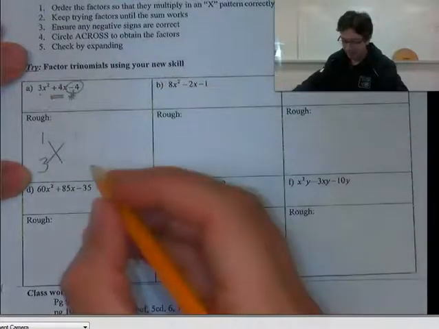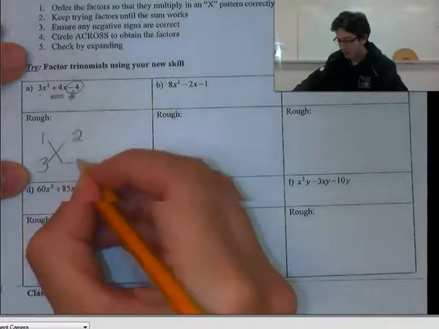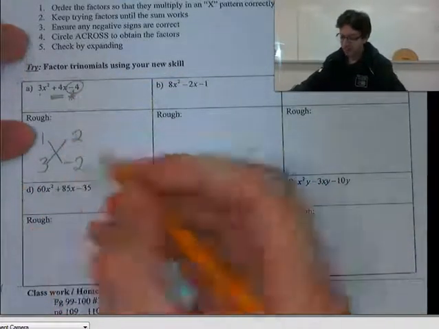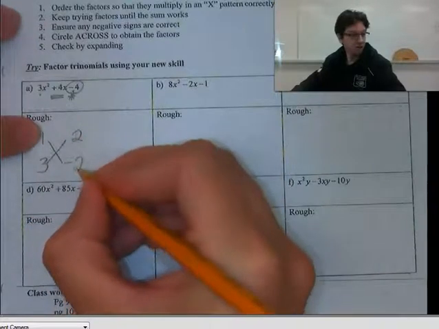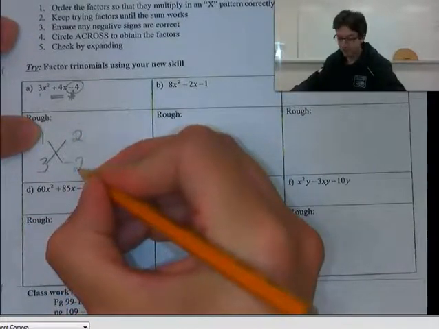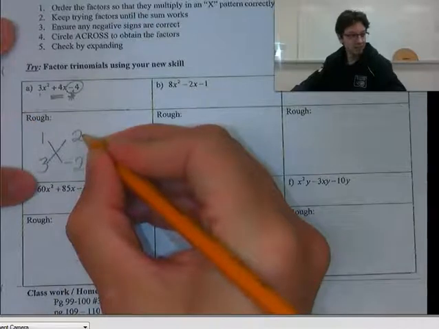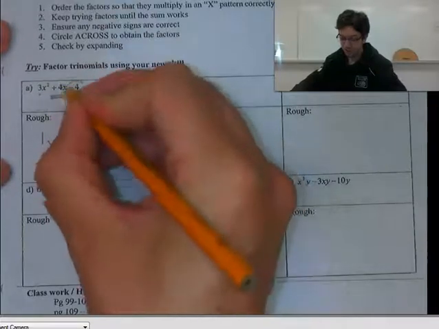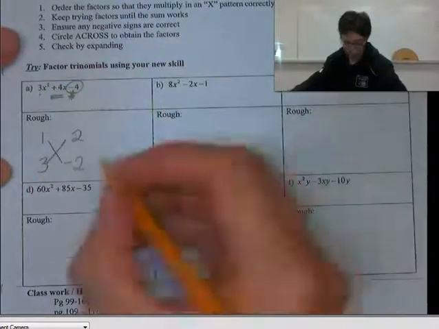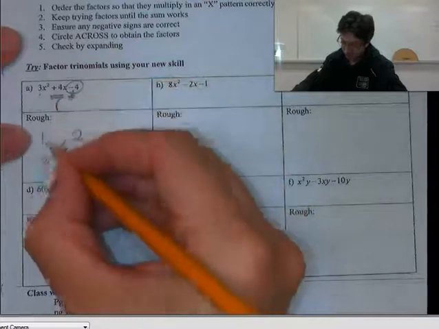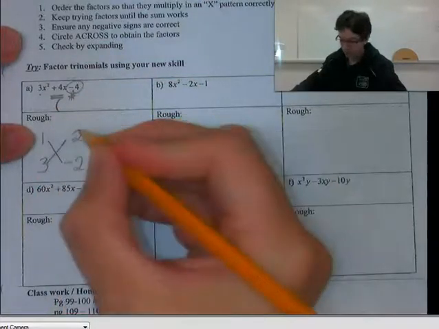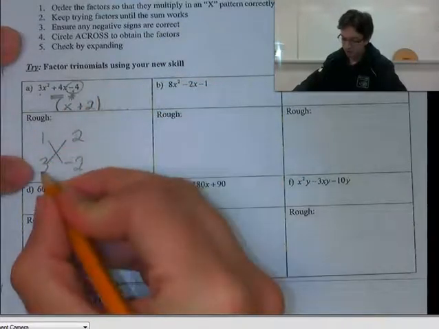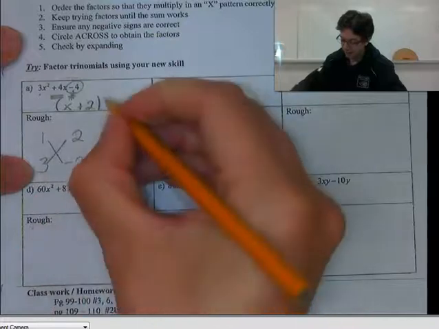So let's try the 2 and the negative 2. 2 and negative 2 multiply to give us negative 4. Okay. But does this combination work? So these two numbers multiply to give negative 2 and positive 6. 6 subtract 2 is positive 4. So it works. So that means our answer would be 1x, so I don't need to write the 1, plus 2. So x plus 2. And our other one is 3x minus 2.